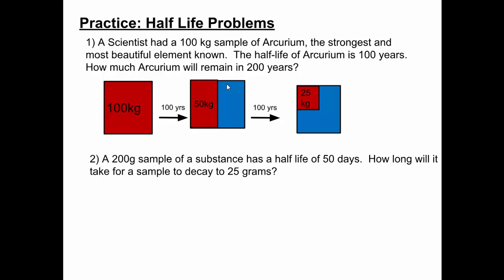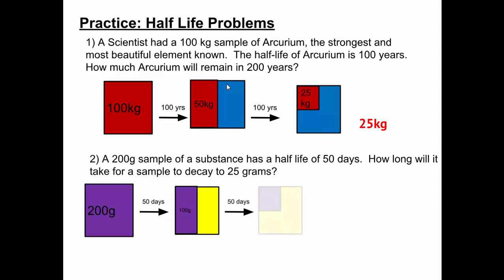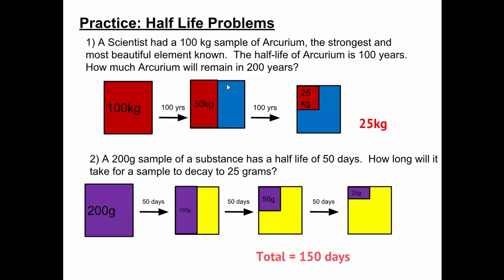Does that make sense? A 200 gram sample has a half-life of 50 days. How long will it take for the sample to decay to 25 grams? Now we're asking something a little different. We start with 200 grams. What's it going to be after a single half-life? 100 grams. Then 50 grams, then 25 grams. So how long will it take to get to that? 150 days, 3 half-lives.